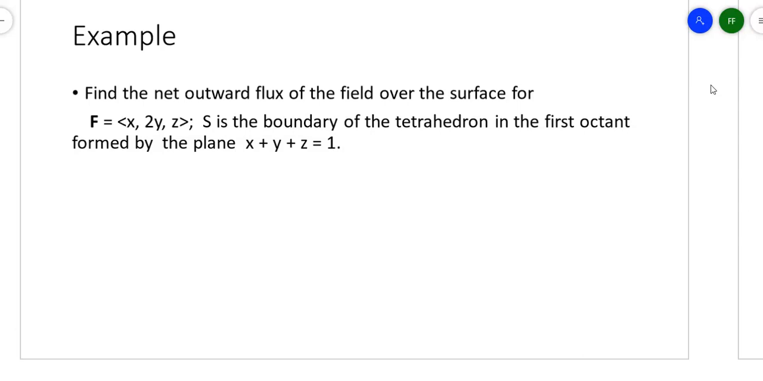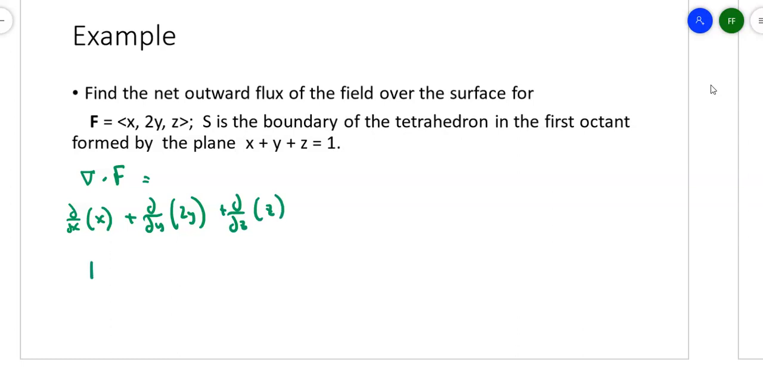All right, so if it's bounded by the plane x plus y plus z equals 1, the first thing we can do is find the dot product of the del operator and the vector field. So that means take d/dx of x, then the partial derivative of 2y, then the partial derivative of z. So this will give you 1. Partial derivative of 2y with respect to y will give you 2. Partial derivative of z with respect to z will give you 1. 1 plus 2 plus 1 is 4. So what I'm doing now is I'm looking for the triple integral of 4 dV.